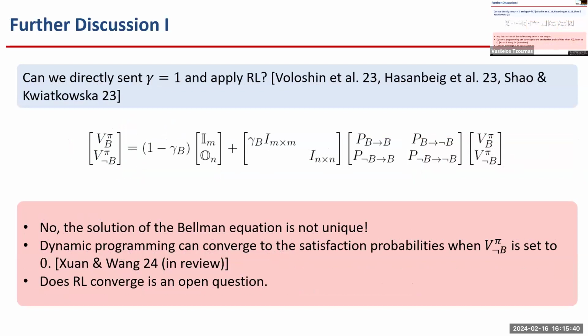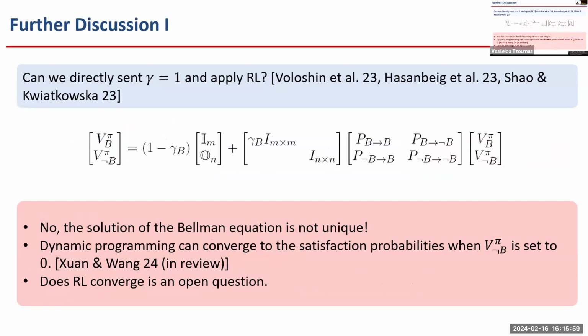Now the follow-up question is, we have 2 discount factors. One is gamma B, one is gamma. Gamma is immediately related to the satisfaction probability, so we should keep it. But now the question is whether we can set this gamma to be equal to 1.